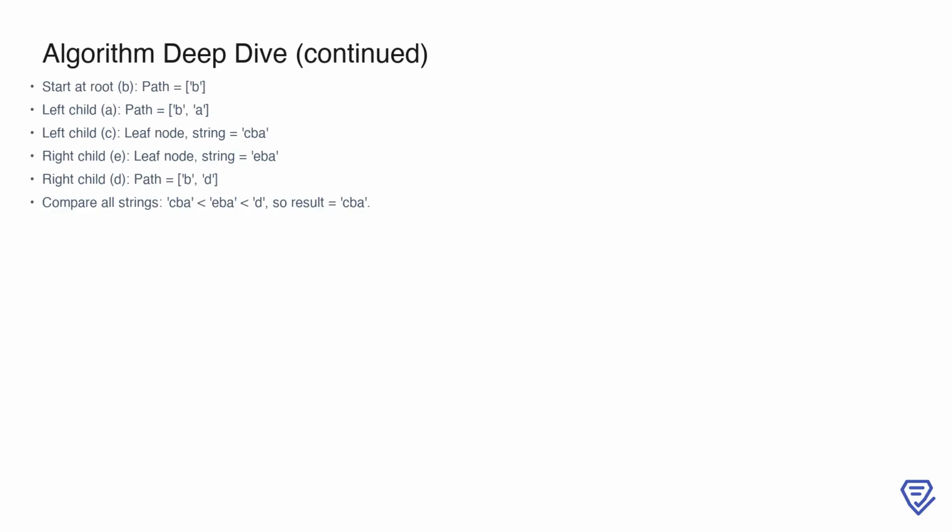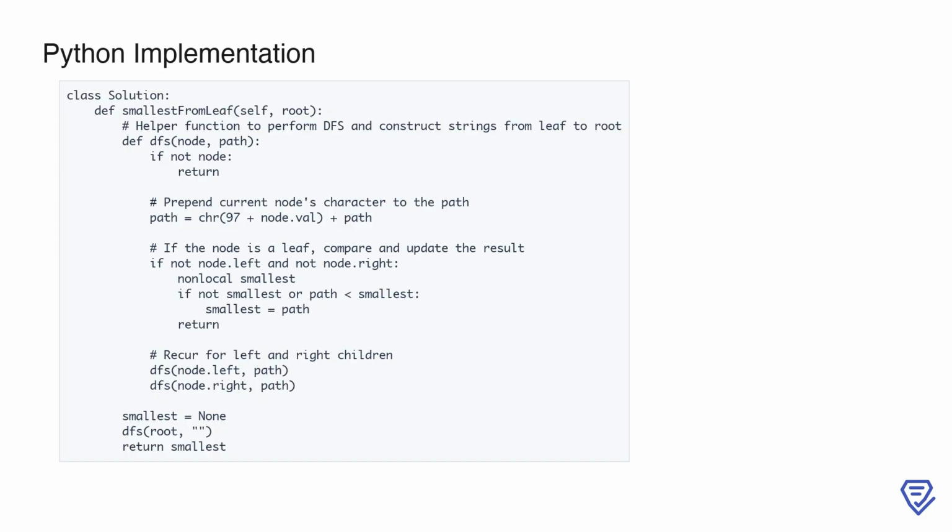This example demonstrates how the algorithm systematically explores all paths, efficiently compares strings, and uses pruning and backtracking to optimize the traversal process. The given code solves the problem of finding the lexicographically smallest string starting from a leaf node and ending at the root of a binary tree. Each node in the tree contains a value between 0 and 25, mapping to the lowercase English letters A to Z.